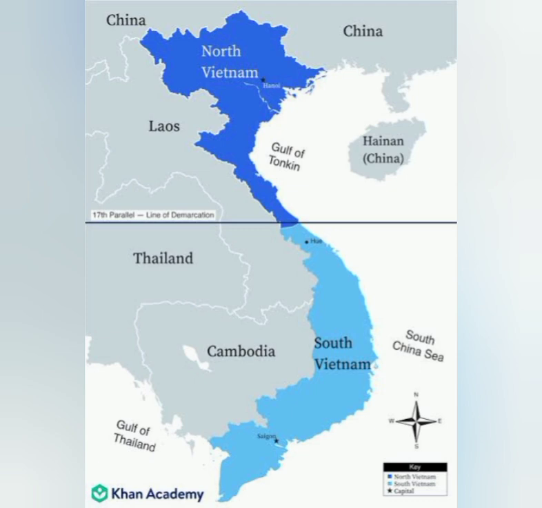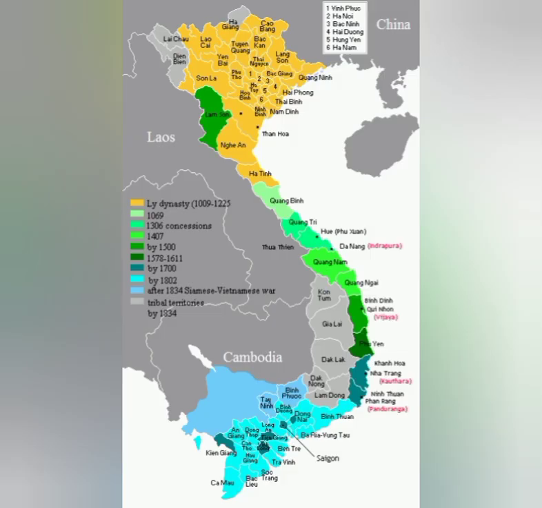Consequences. Vietnam War. A prolonged and devastating conflict that ended with the reunification of Vietnam under communist rule in 1975. Human cost. Millions of lives lost, widespread destruction, and long-term social and economic challenges.